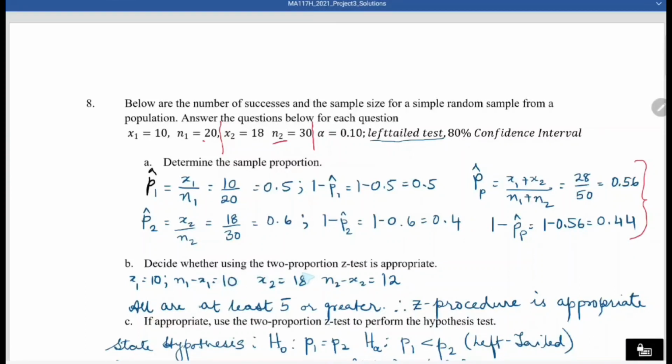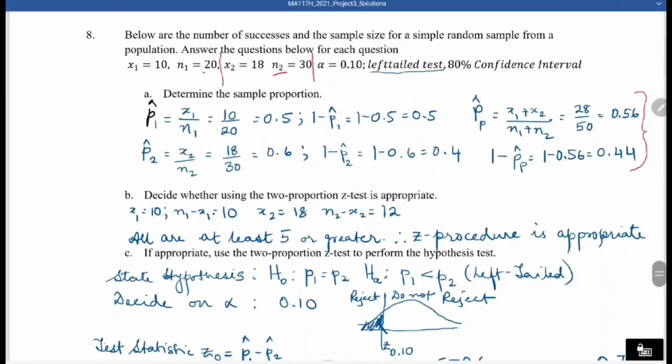Decide whether using the two proportion z-test is appropriate. Of course, other than it should be a simple random sample and independent samples, we have to make sure that x sub 1 and n sub 1 minus x sub 1, x sub 2 and n sub 2 minus x sub 2, are all greater than or equal to 5. All right, so yes, the procedure is appropriate in this case.